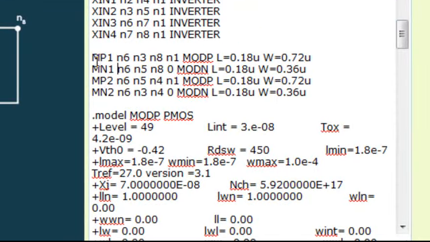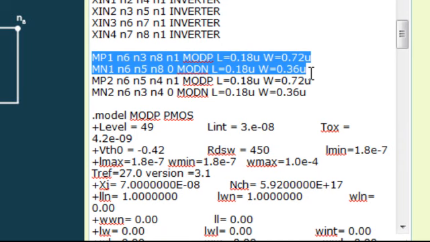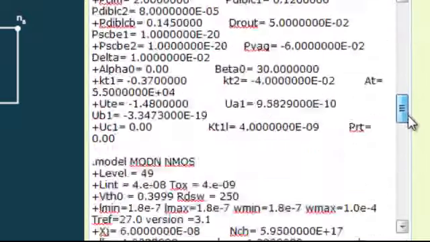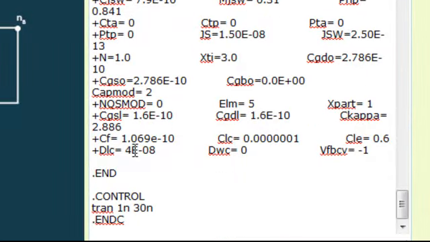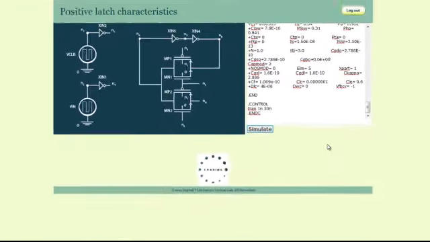Then the components inside a transmission gate are also defined for transmission gate 1 and transmission gate 2. This is then followed by SPICE level 49 model for NMOS and PMOS device. And the program ends with a transient analysis for a duration of 30 nanoseconds with 1 nanosecond sampling rate. Now to perform the experiment, click on the Simulate tab.